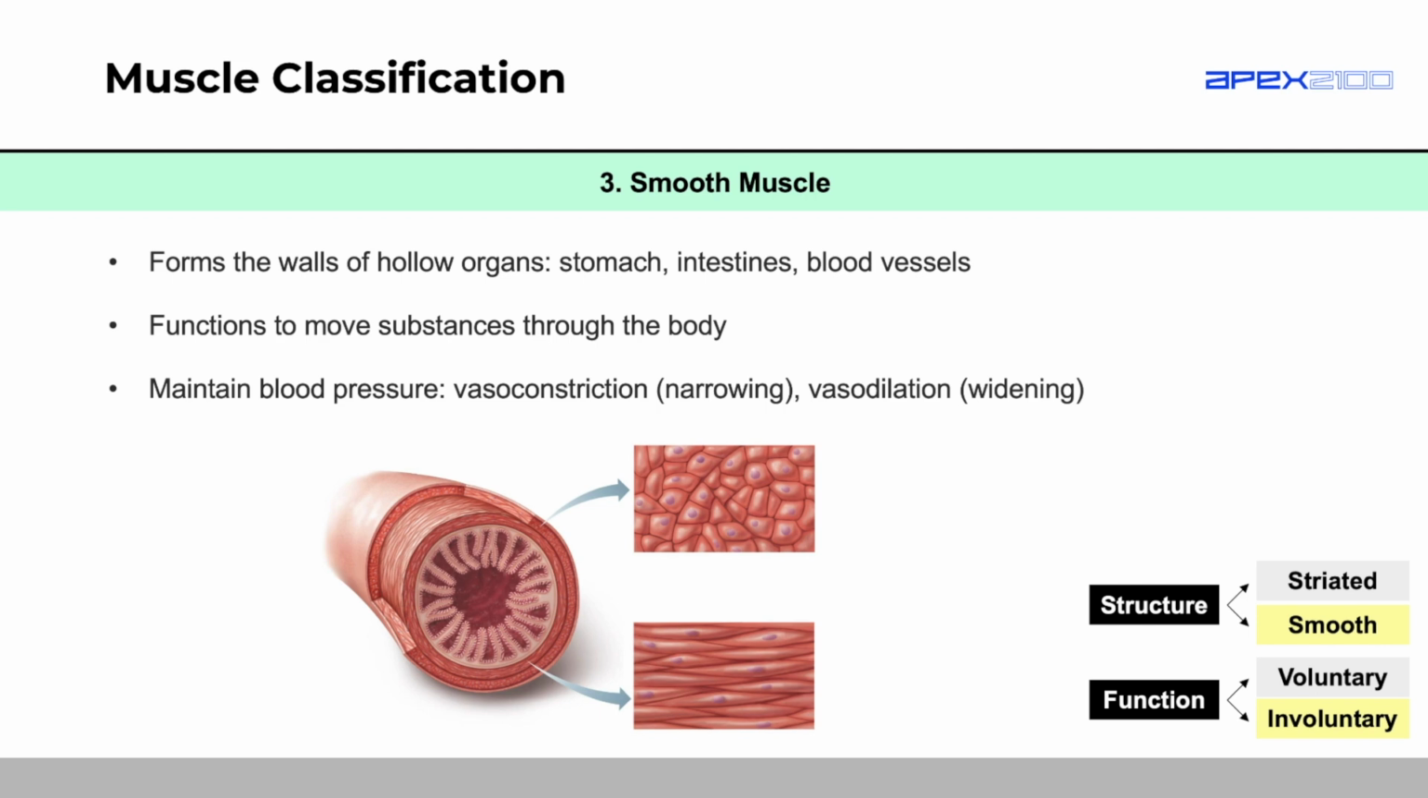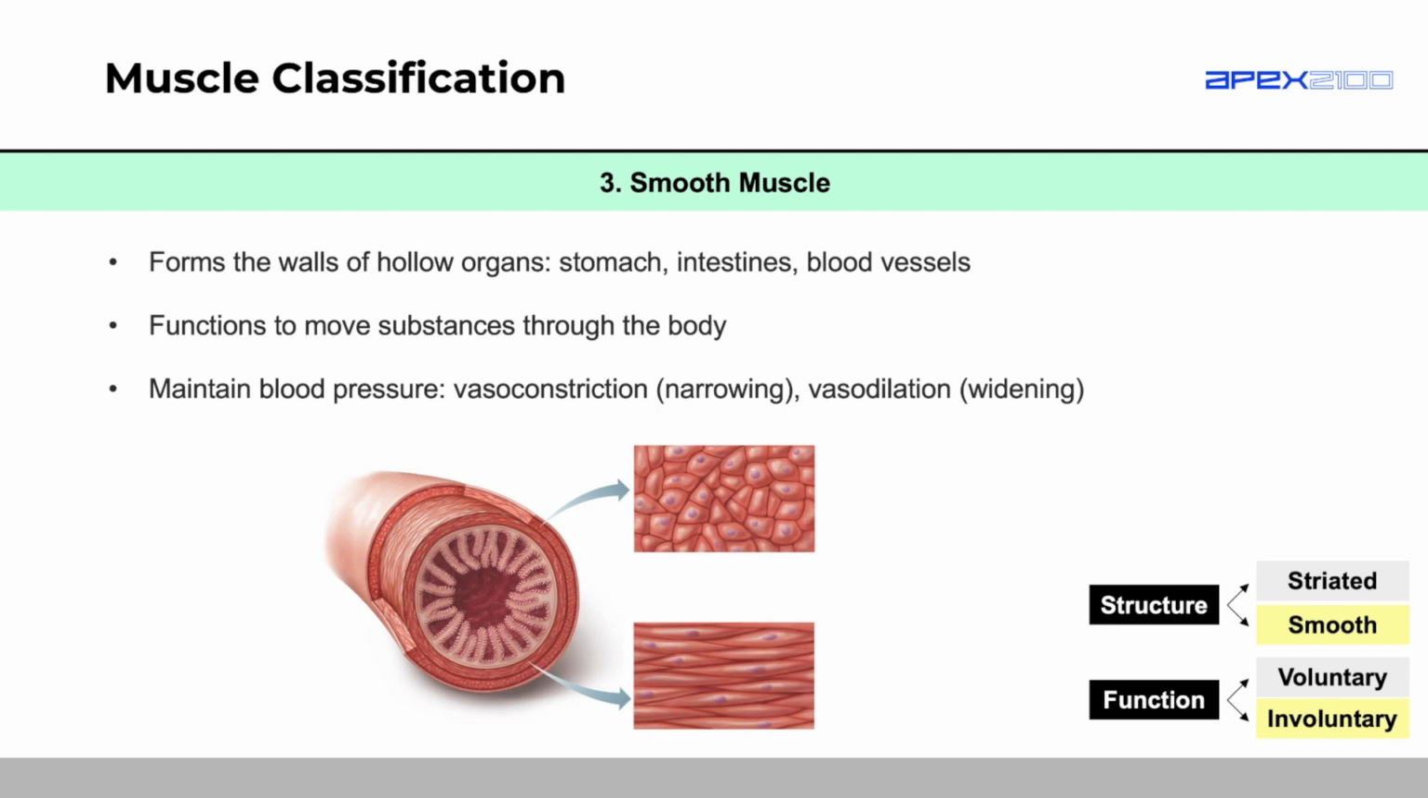And its function is to move substances through the body, whether that's blood in the arteries and veins, or food in the stomach, or waste in the intestines. They also have a very, very important function of maintaining blood pressure. So when our blood is rushing through our blood vessels, our arteries and veins, this is what gives us blood pressure. So the smooth muscle that surrounds these blood vessels can narrow and widen.